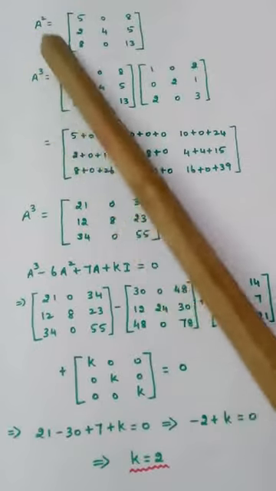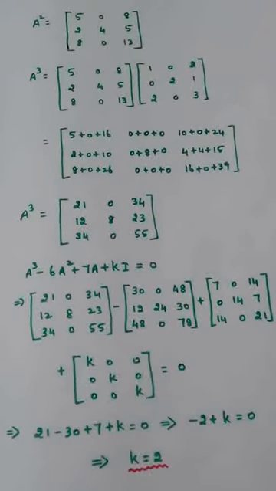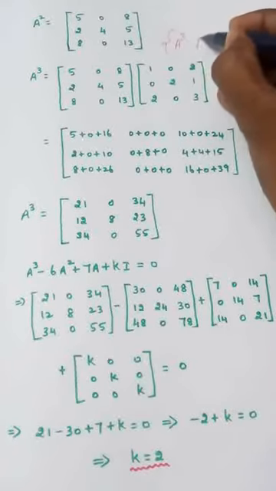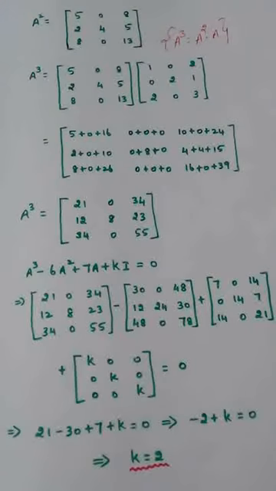Then I will try to find out what is a cube. How will you write a cube? Now we know a square value, right? I will be writing like this. A cube can be written as what? A square into a. Yes or no? So this is what a cube can be written as.